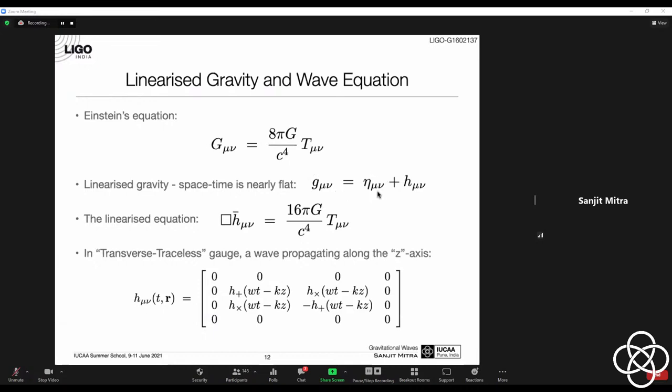There you can write the metric as a flat background metric plus a small perturbation. This h mu nu is a small perturbation. That is, the modulus of this is much less than 1, while the modulus of the diagonal components of the background are 1. Now, if you substitute this in this equation and then define something called the trace reversed perturbation and so on, you will get an equation of this form. Now, this is actually very similar to what you get in electromagnetic theory. There, this side basically gives you a source term.